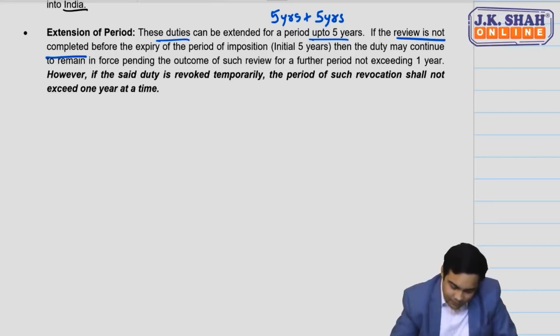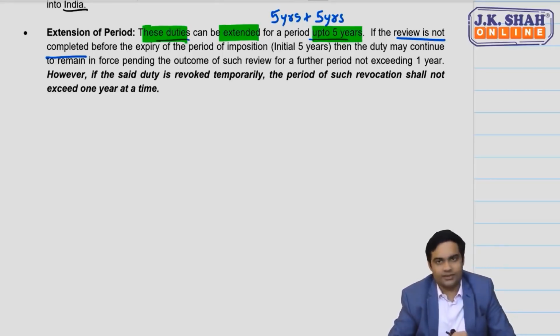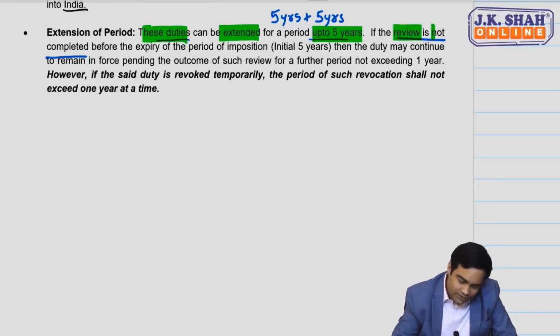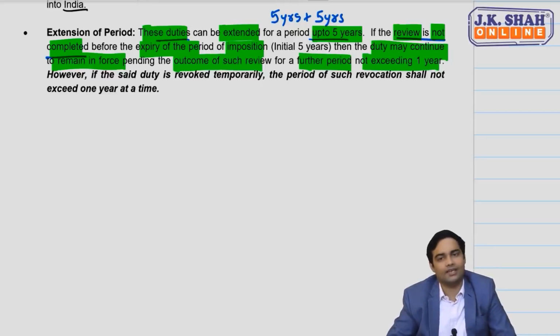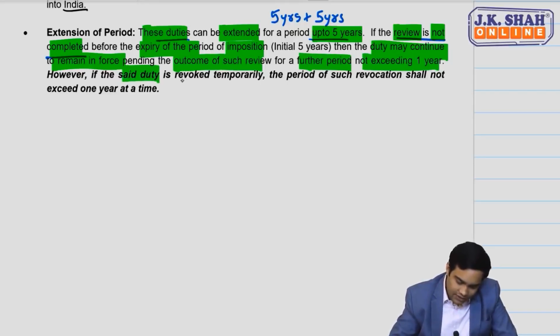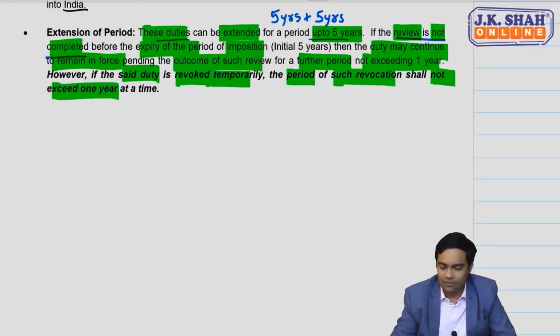Let's see. These duties can be extended for a period up to 5 years. If review is not completed before the expiry of period of imposition, then duty may continue to remain in force pending the outcome of review for further period not exceeding 1 year. However, if the said duty is revoked temporarily, then the period of such revocation shall not exceed 1 year at a time. If it is revoked, it will not exceed 1 year at a time.